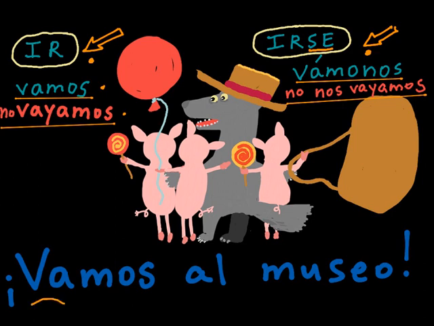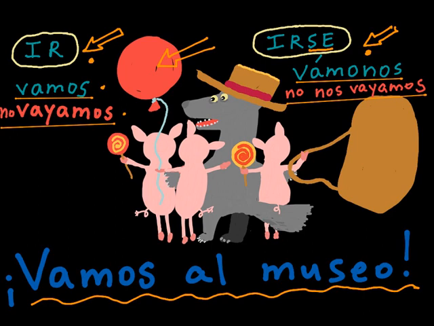So they decided to go to the museum. They bought lollipops, ice cream, balloons, globos, sorry, and they went to the museum. Vamos al museo, because they say where they are going. They're using vamos, which is ir. Okay. So that's the sad life of the married wolf who is a reformed vegetarian and now has 3 adopted bratty children.